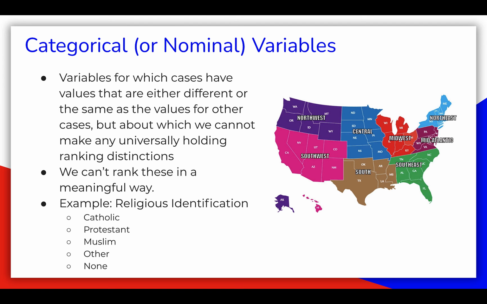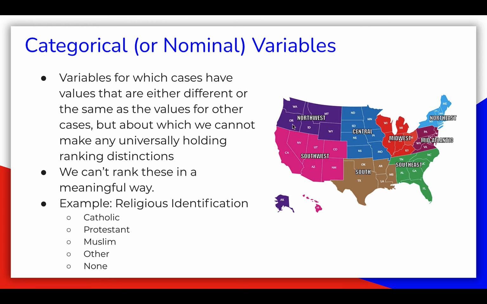So the first one is categorical or nominal variables. We refer to those sort of interchangeably. These are the kinds of variables for which cases have values that are either different or the same as the values for other cases, but there is no ranking. There is no ranking to them. So there are no universally holding ranking distinctions.